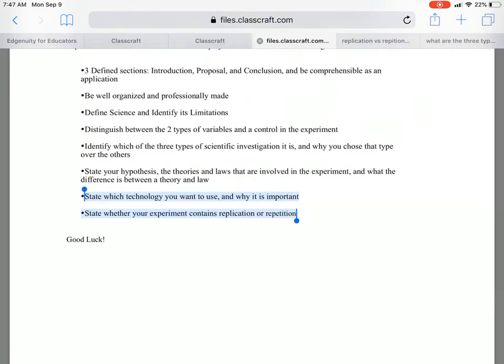So the technology one's pretty simple. Technology and science are very closely related. You need science to develop technology, and technology helps us to do science. So for this section, you just think about the technology that you need to conduct your experiment. This often involves how you're going to measure the effects of your experiment, to see if your hypothesis is true or not. So just state which technology you need for your experiment and why that technology is important.